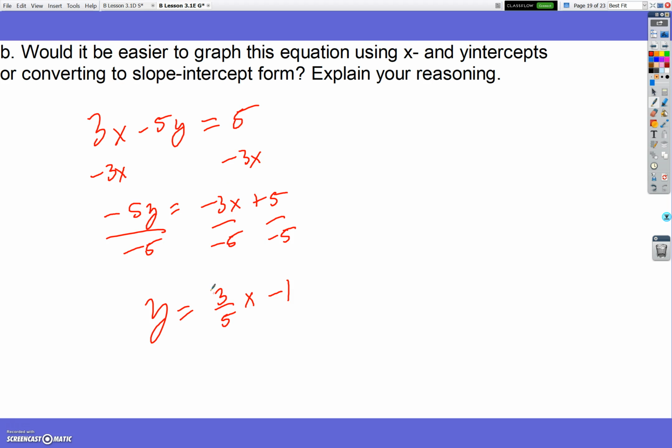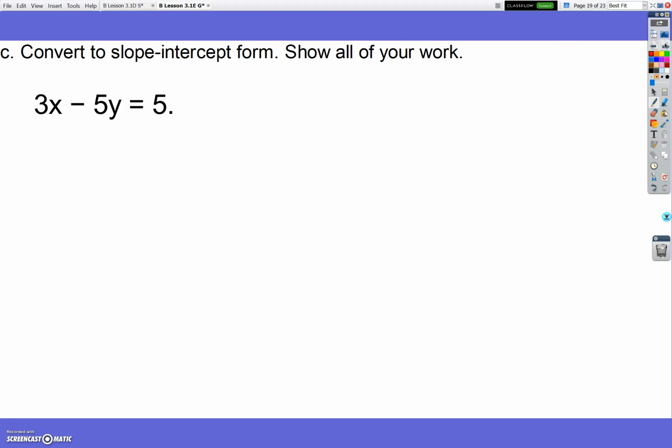I would say it would be easier to graph using the x or y intercepts. I would say it would be easier to graph using standard form, but this form would be a little bit more exact because you would start off at negative 1, and then from there you would go up 1, 2, 3 over 5 to get more accurate points, where on the other one, trying to graph an x-intercept of 5/3 might be a little difficult.